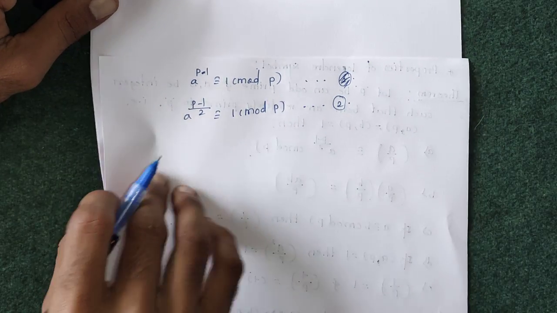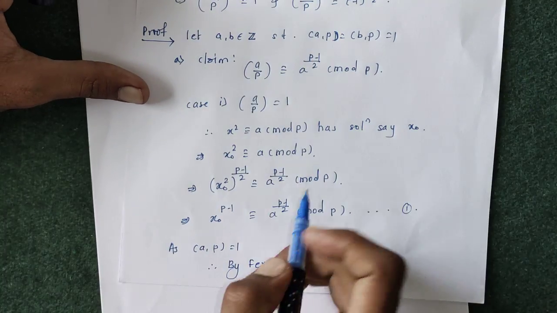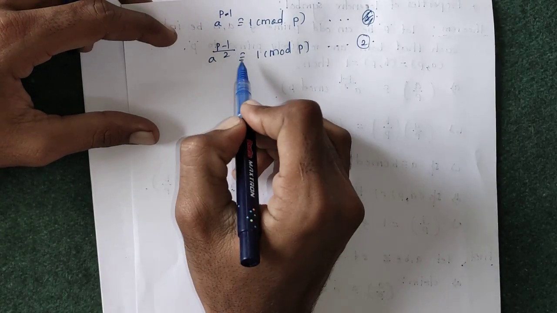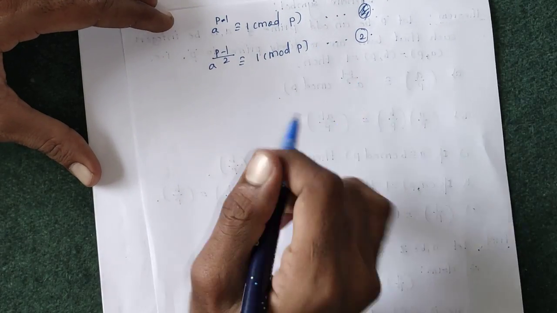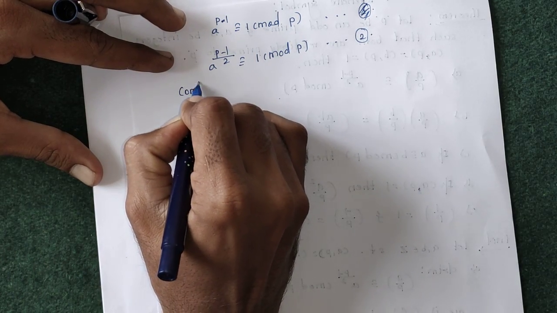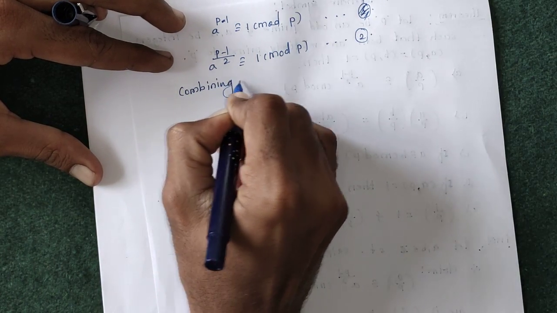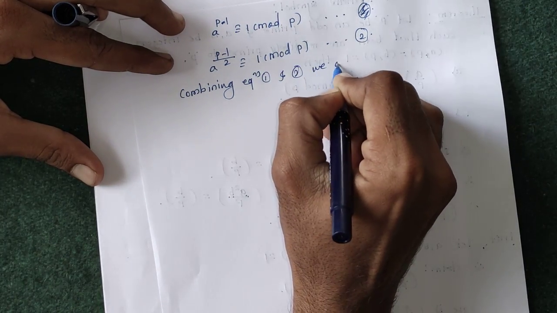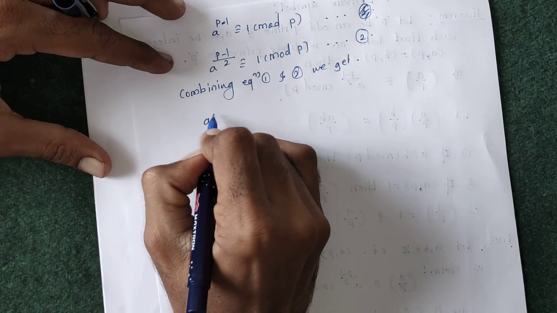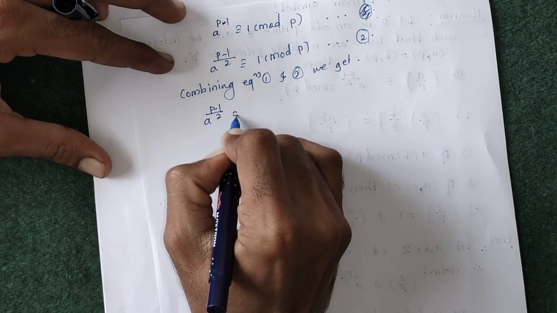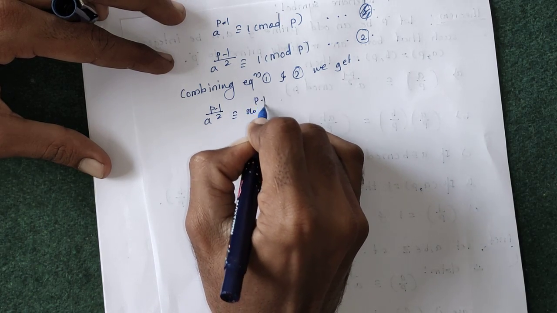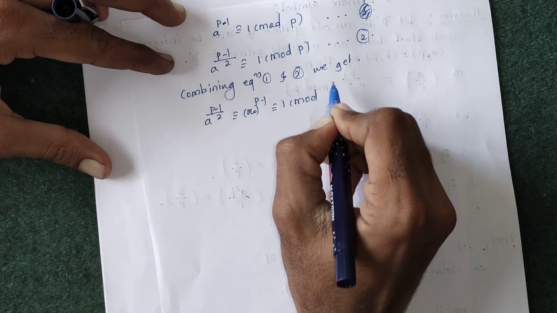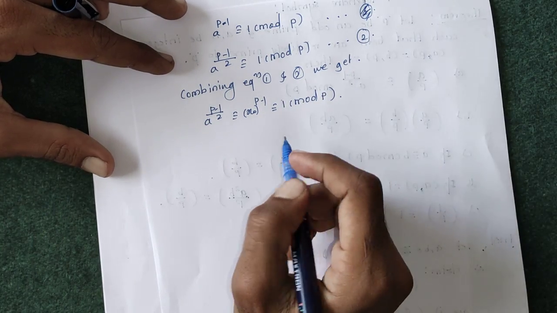Now from equation 1 we have x naught raised to p minus 1 is congruent to a raised to p minus 1 by 2 under modulo p, and from equation 2 we have a raised to p minus 1 by 2 is congruent to 1 mod p. So combining equations 1 and 2, we get a raised to p minus 1 by 2 is congruent to x naught raised to p minus 1, and this again is congruent to 1 mod p.